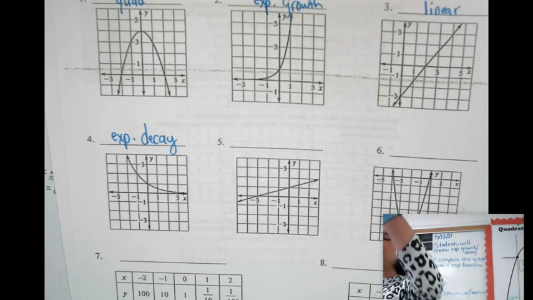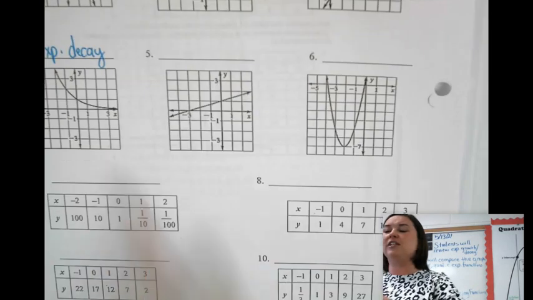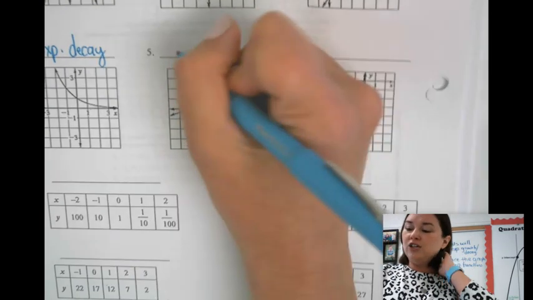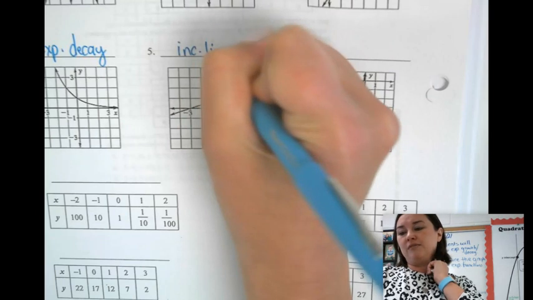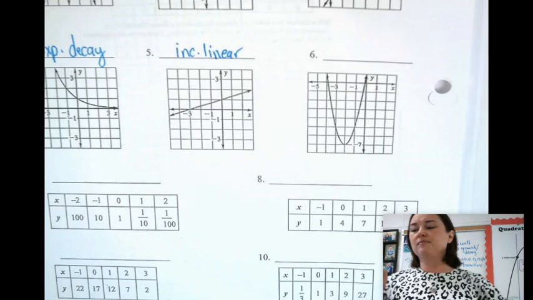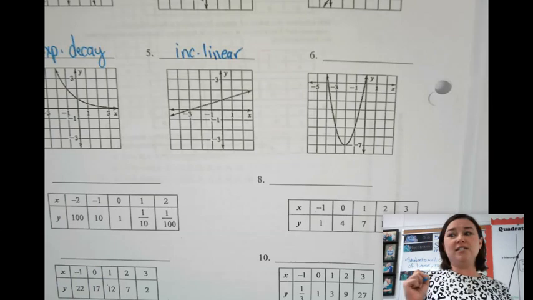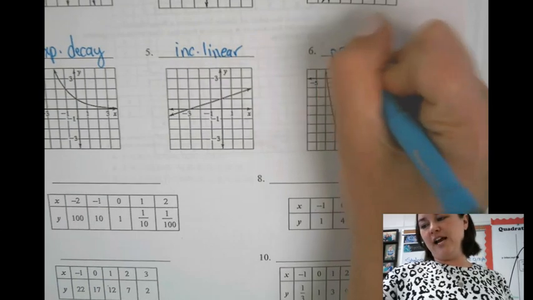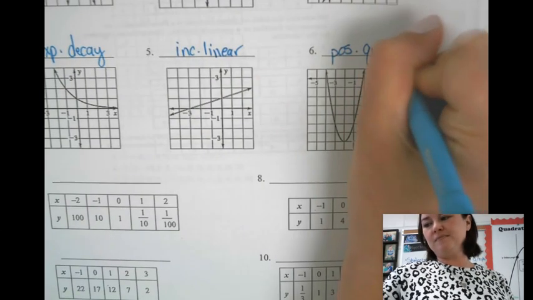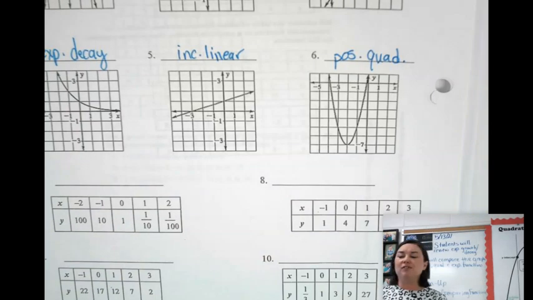All right, and then somebody from this section right here, number 5, linear quadrant. Increasing linear. Very good. And then everybody on number 6, what is it? Positive quadratic. Very, very good. Now, 7 through 10 is more complicated, so we're going to pause before that.